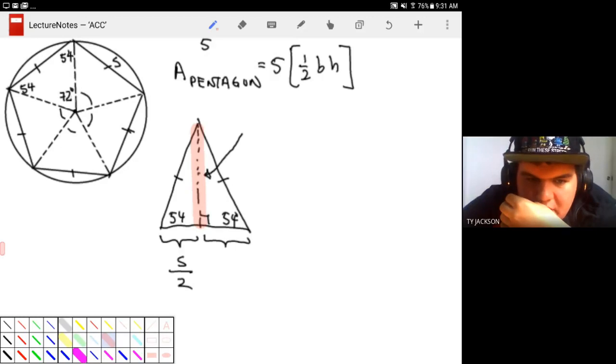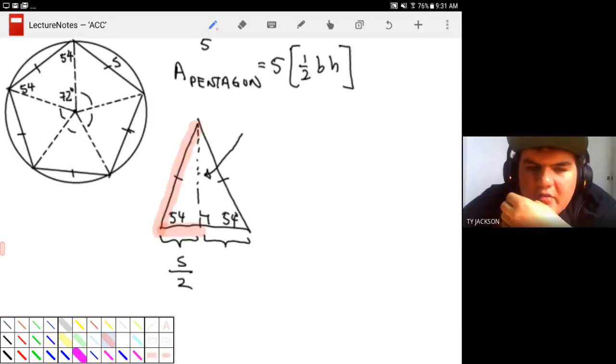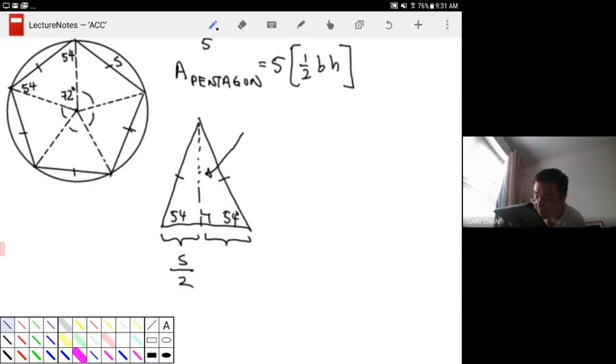You could use cosine. Cosine is adjacent over hypotenuse. Oh, yeah, so we'd be using tangent. Tangent, that's right. So therefore, again, I'm going to call this side here H. So we're going to say tangent of 54 degrees is equal to opposite, which is H, over adjacent, which is S/2.